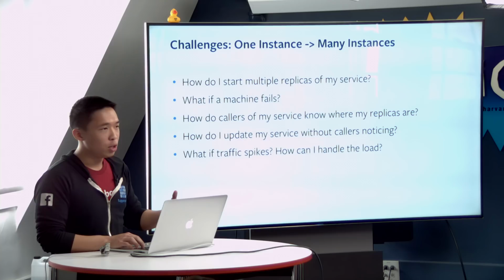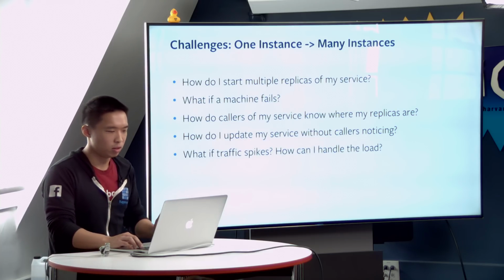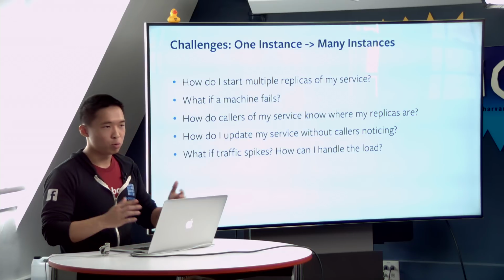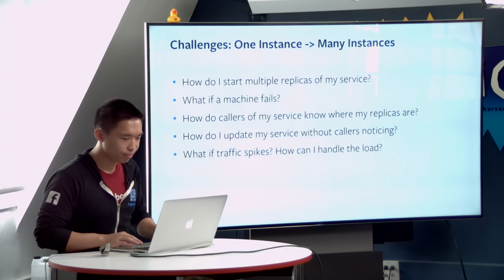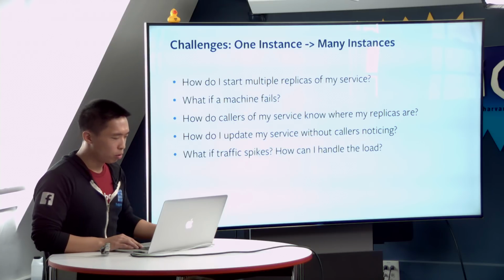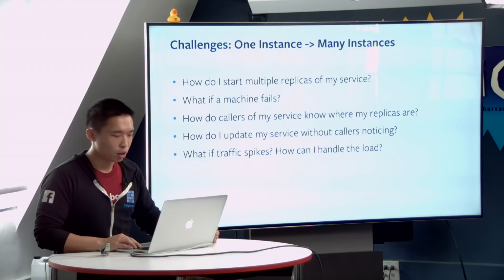And then how do you update your service without affecting clients? And how do you handle traffic spikes? How do you add more replicas? How do you spin down replicas? So all these problems you'll face when you have multiple instances in production.